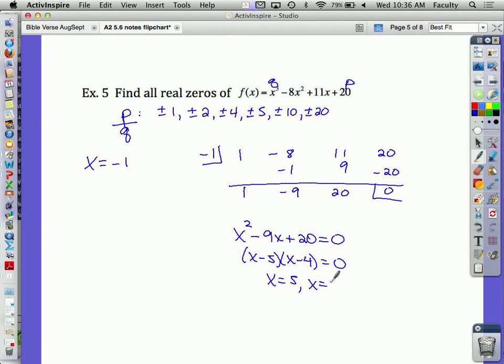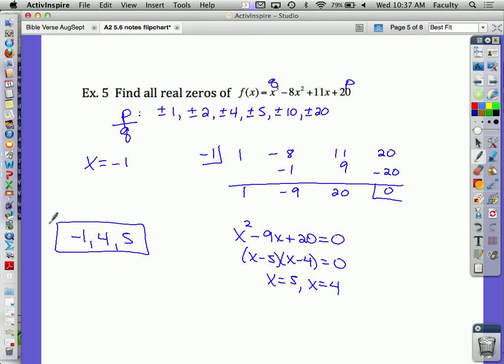Now don't get lost in your work, okay? We're doing a lot of different things here. But it says find all the real zeros. So let's kind of organize it in one location. And you're going to put a box around those 3 answers.